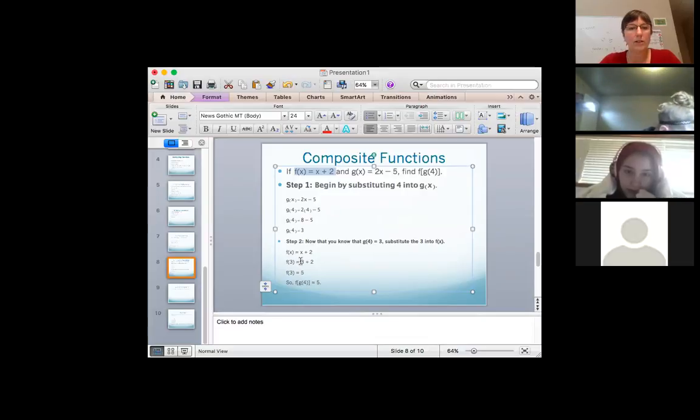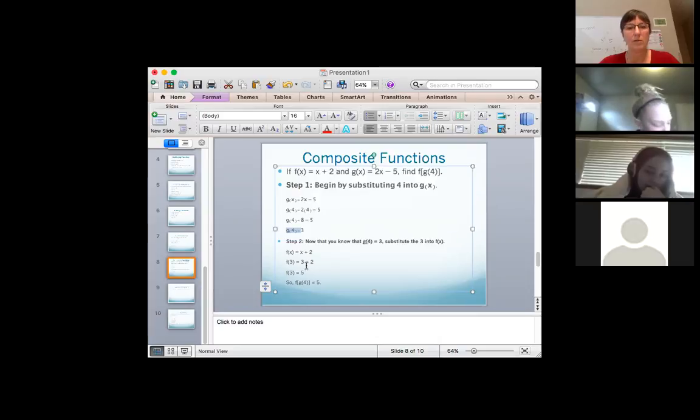And we're going to substitute the 3 for x from that original function g. That's where this 3 comes from, right here and here. And then we add the other number. So in this case, it's 3 plus 2, and that is equal to 5.